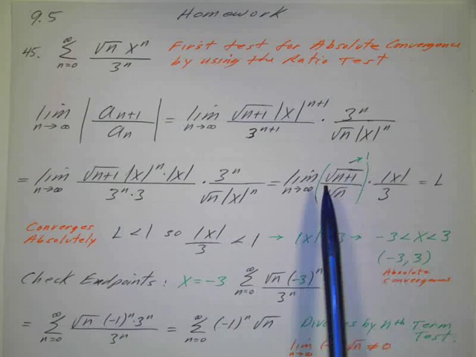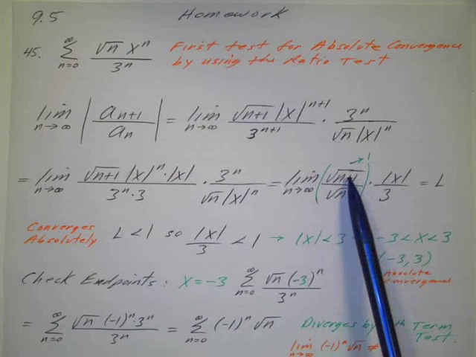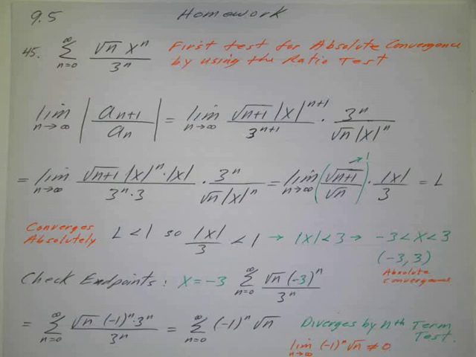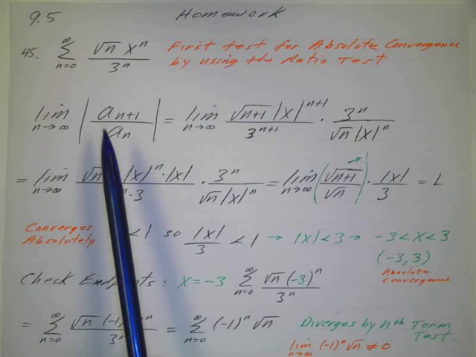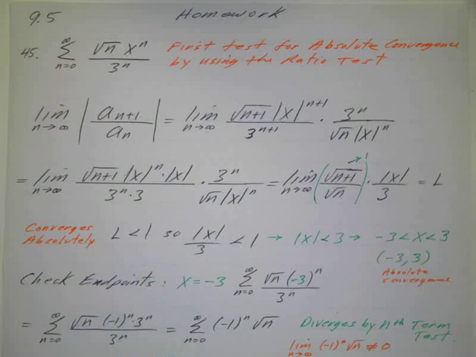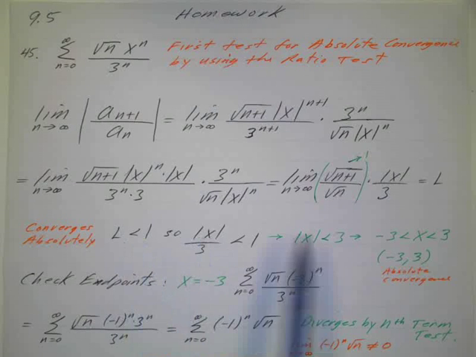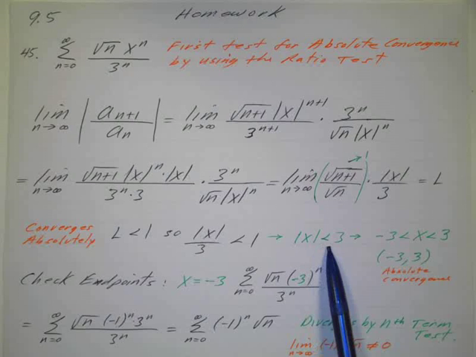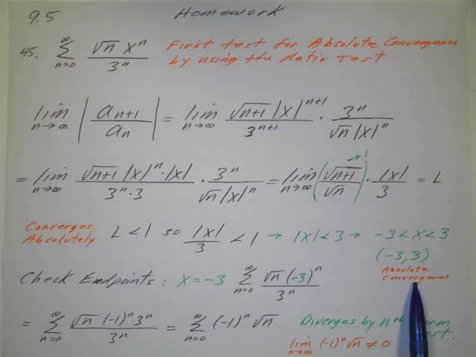As n approaches infinity, this becomes just the square root of n over the square root of n, which is 1. So this is our ratio, which is equal to L, and it converges absolutely when L is less than 1, which means it also converges. So when the absolute value of x over 3, which is equal to L, is less than 1, we can multiply both sides by 3. The absolute value of x is less than 3. So this is my interval of absolute convergence, all right?